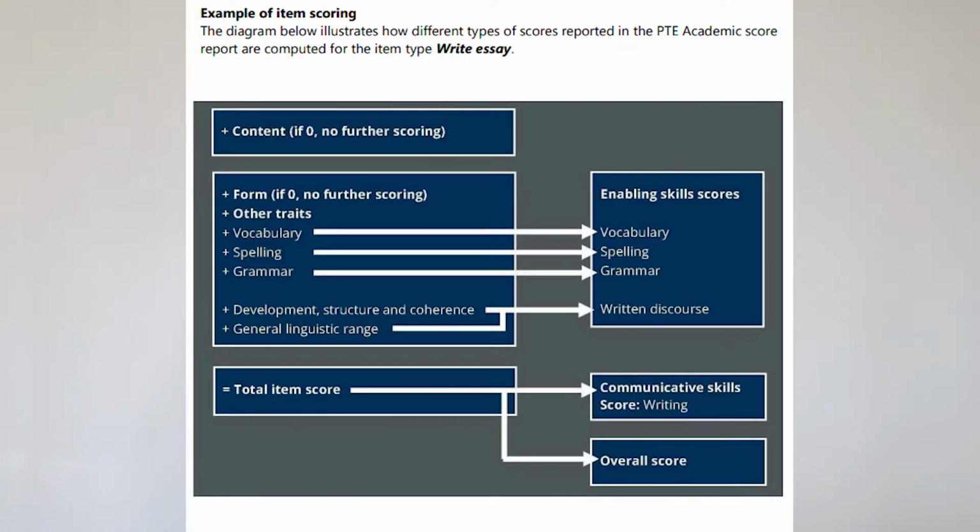However, if we follow the logic for Write Essay, scoring 0 for content means no further scoring. This kind of makes sense because it will prevent test takers from typing in a memorized perfect paragraph to score full marks on form, vocabulary, grammar, and spelling.